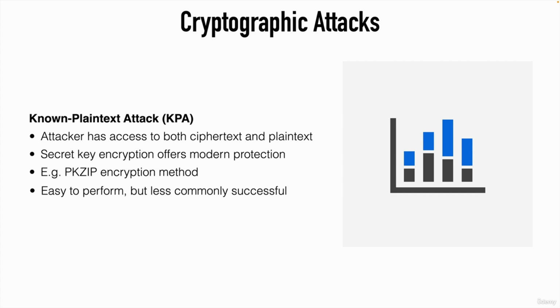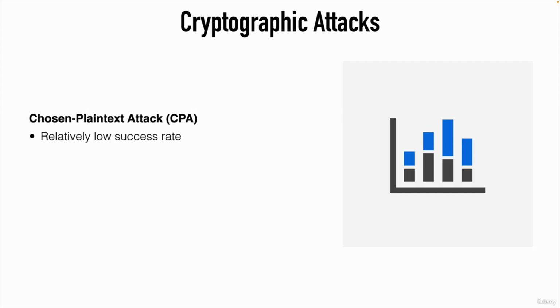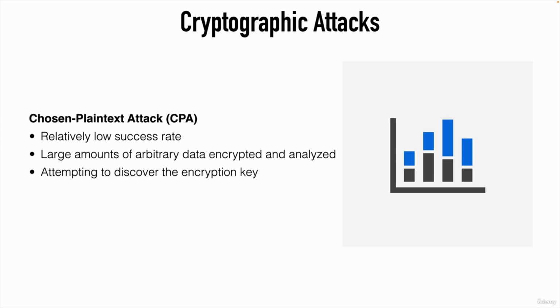As you can imagine, this is a relatively easy attack to perform, but again, it's not very common with our modern encryption standards. Somewhat related to KPAs are CPAs, chosen plain text attacks. This is a relatively low success rate attack, again due to those modern advancements in encryption. With this type of attack, an attacker will encrypt large amounts of arbitrary plain text data with the same encryption as the ciphertext data in order to observe the corresponding ciphertext that gets generated. By doing this, they're trying to discover the encryption key used for the ciphertext that they're attacking.